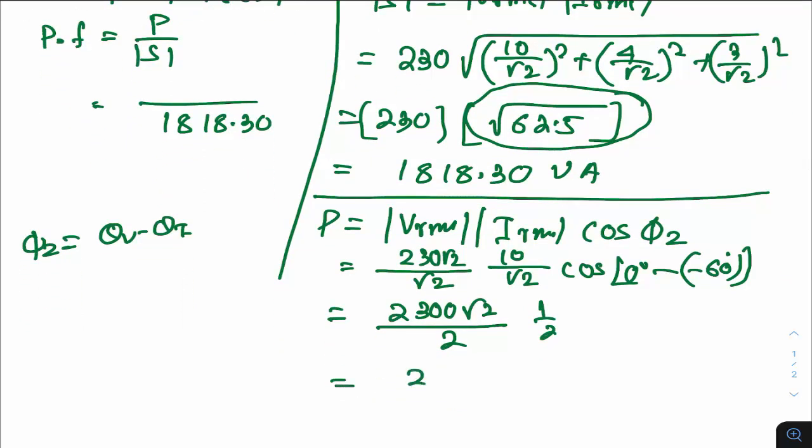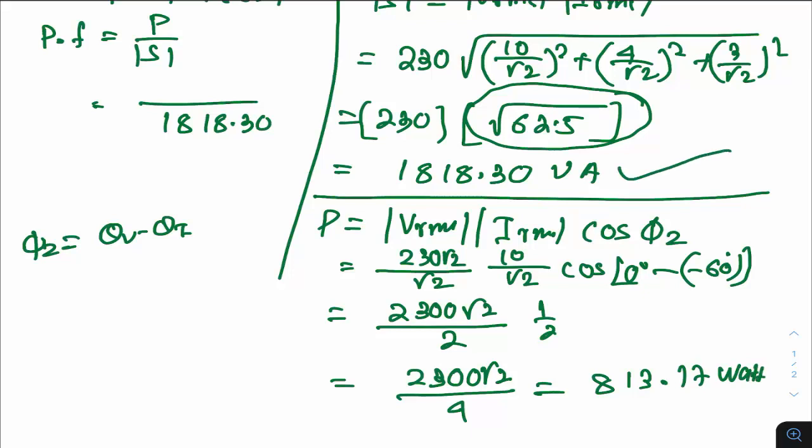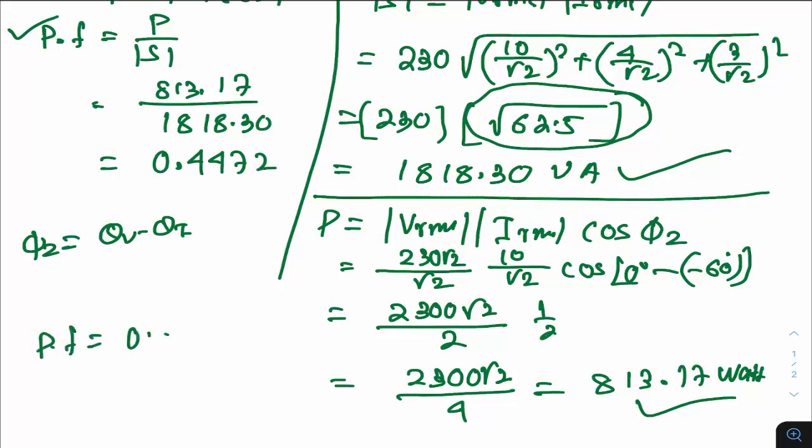So this happens to be 2300 root 2 divided by 4, and if you simplify this, the answer is 813.17 watts, right? So you have the mod S, you have the P, and you can substitute in this formula. S I have already written, so the P value is 813.17. If you use the calculation, you find it to be 0.4472. So the power factor of the rectifier which is given is 0.4472. This is the answer.